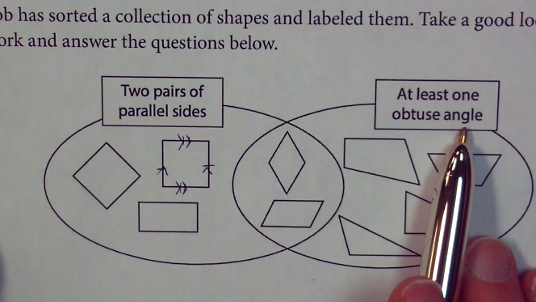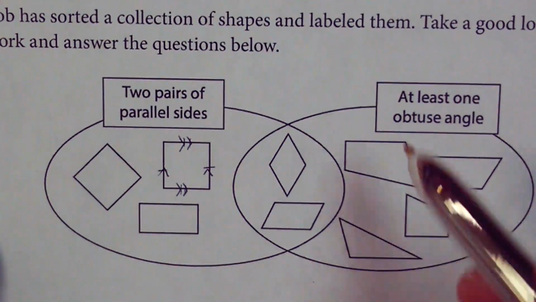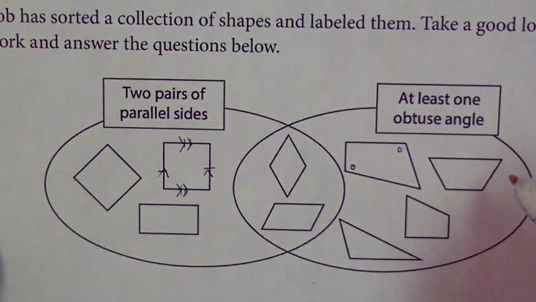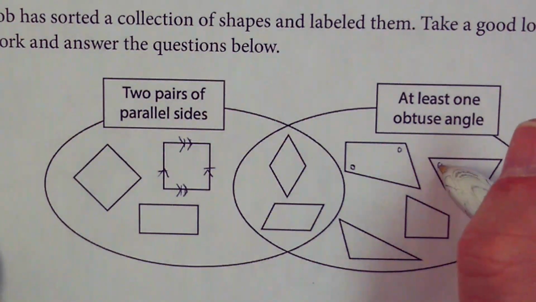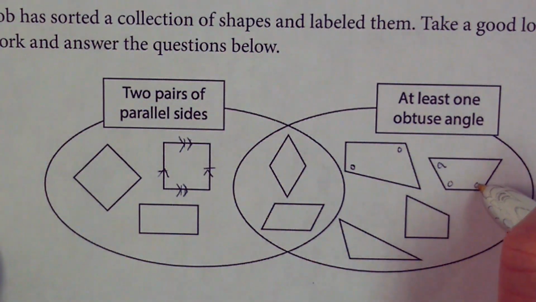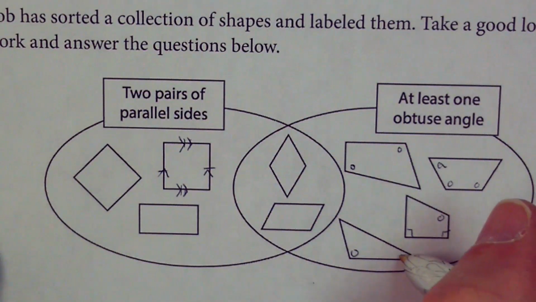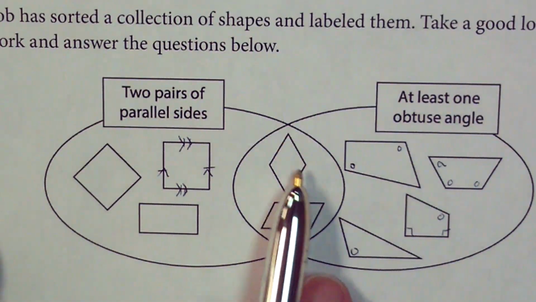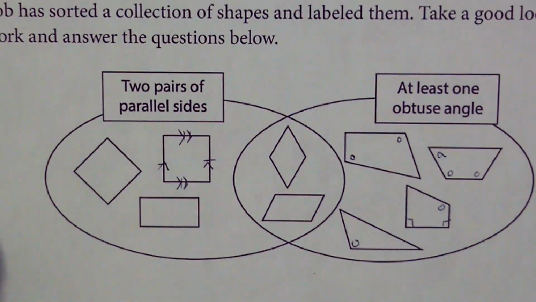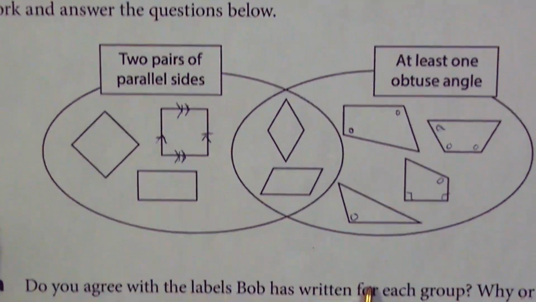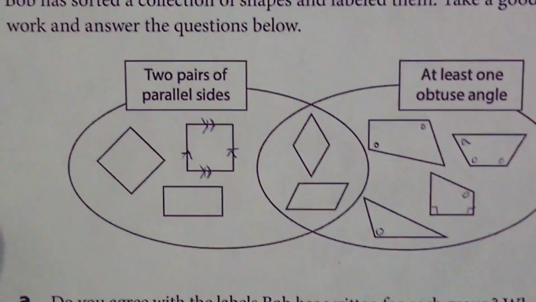At least one obtuse angle, so that means bigger than 90. So that's obtuse, obtuse, no, that's acute, obtuse, that one's acute, that one's obtuse, that one's 90, that's obtuse, okay. And then this looks like a blend of both, so that's fun. So do we agree with labels Bob wrote for each group? That's the first question.